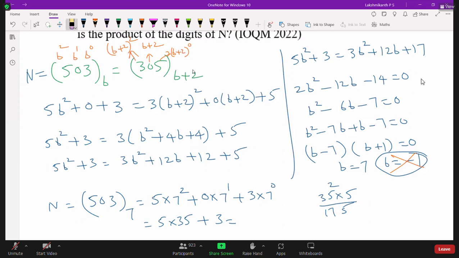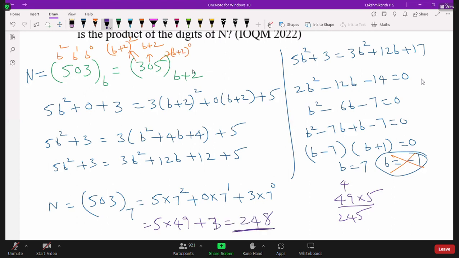Now 7 square 49, right? Oh, small mistake. Okay, so 7 square is 49. So you can write here 5 into 49 plus this is 1. So 49 into 5, how much? 5 9 is 45. So 245 plus 3. So what you will get? 248. So 248 means what?